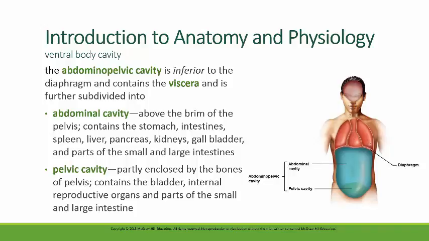So we have two separated enclosed cavities, the abdominopelvic cavity here in the inferior portion of the ventral body cavity, and the thoracic cavity here in the superior portion of the ventral body cavity. This is all referred to as the ventral surface of the body, opposite to the dorsal. The dorsal surface is the back, and the ventral surface would be the belly side of the body.